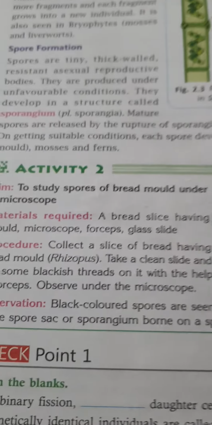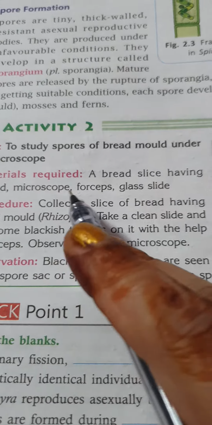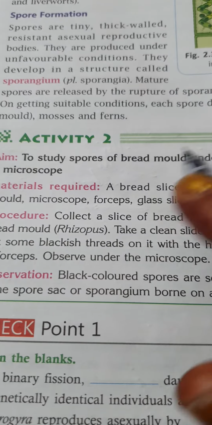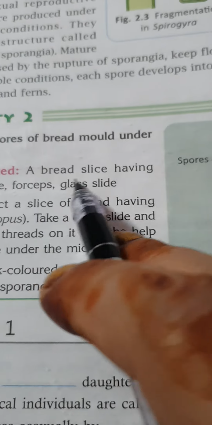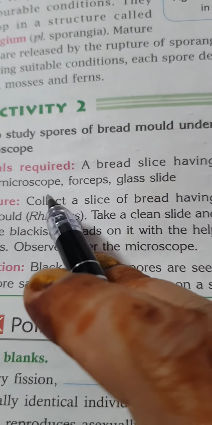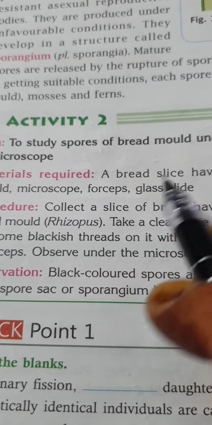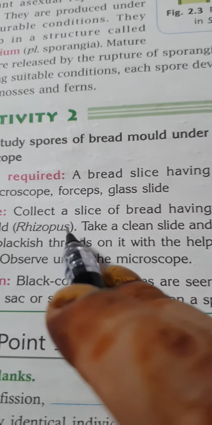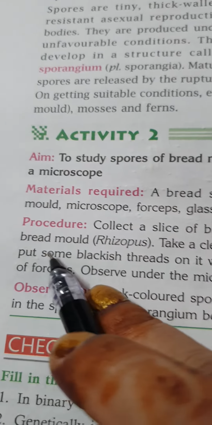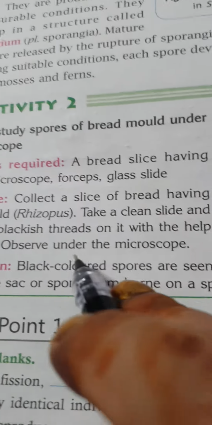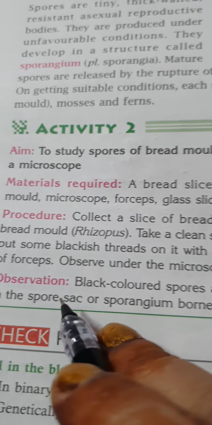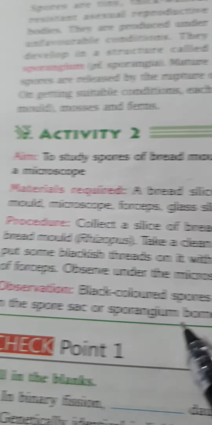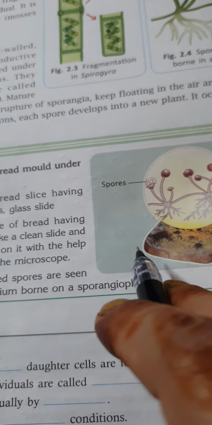Now over here in the book you have Activity 2, to study spores of bread mold under a microscope. You need a bread slice having mold, a microscope, forceps, and a glass slide. Collect a slice of bread having bread mold, that is called Rhizopus. Take a clean slide and put some blackish threads on it with the help of forceps. Observe under the microscope. Black colored spores are seen in the spore sac or sporangium borne on a sporangiophore.